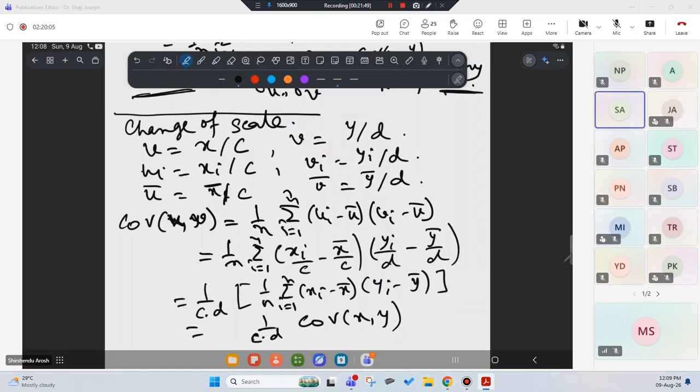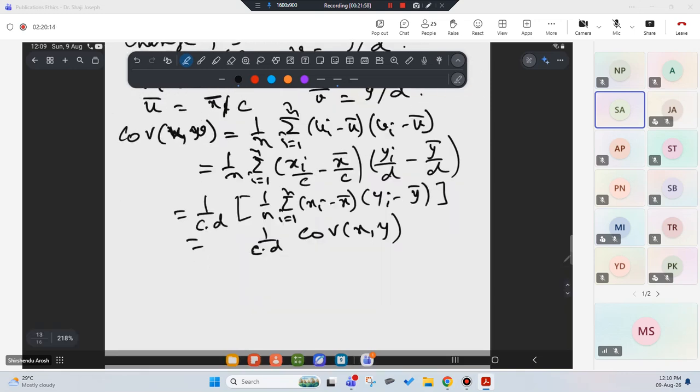So basically here we are changing. If we are doing the change of scale, covariance is going to change. But if we can remember, sigma u is going to be sigma x by c, and sigma v would be sigma y by d, as we had just done before. In the change of scale, your sigmas get affected by this.